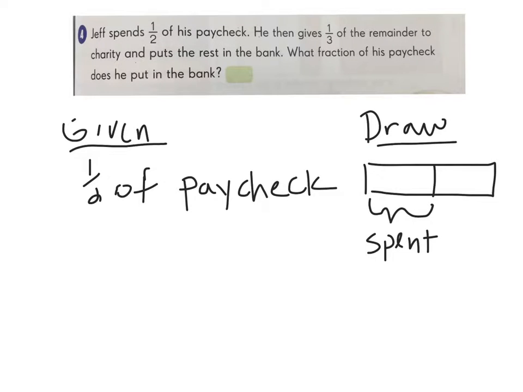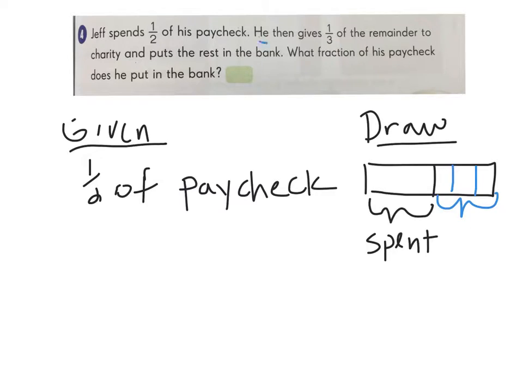What I've gotten here is I did the given of he spends half his paycheck, and I did a draw for half his paycheck. Grab a different color pen, right? And here's your remainder. So I'm going to cut this into thirds. So I'm doing 1/3 of a half, right? It's 1/3 of a half, right?